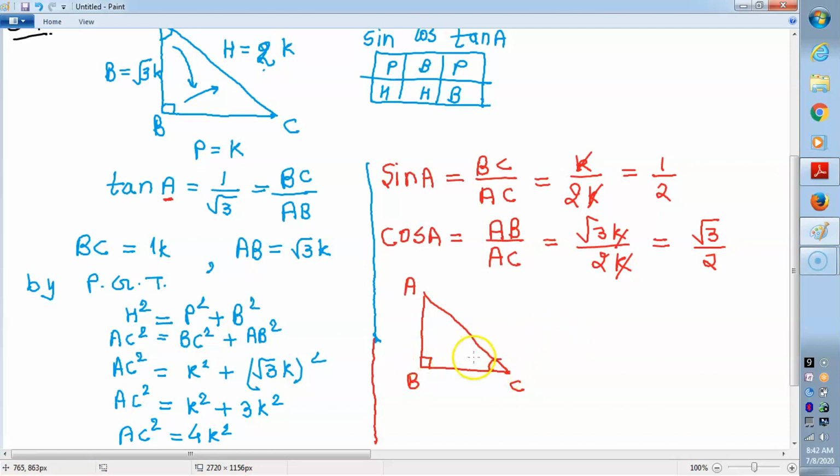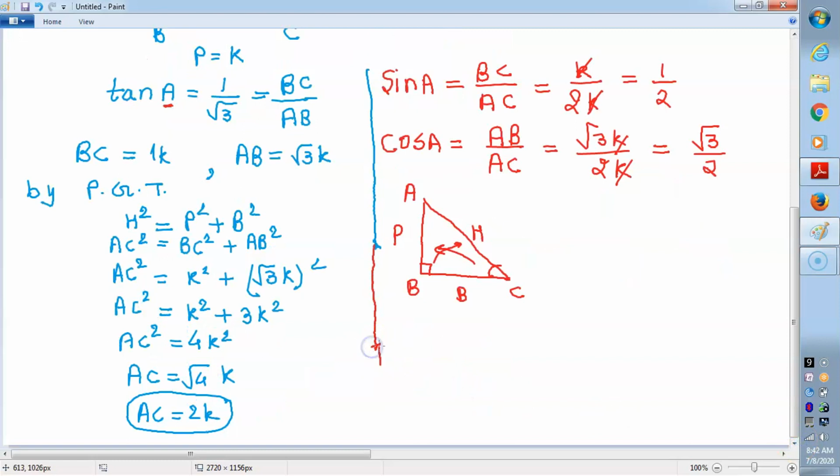For acute angle C, the side opposite to angle C is perpendicular. The side adjacent to angle C is base. Correct? And opposite to the right angle is always hypotenuse. So for C, we will take AB as perpendicular and BC as base. For A, we were taking BC as perpendicular and AB as base. Means when the acute angle changes, sides get interchanged. Okay.